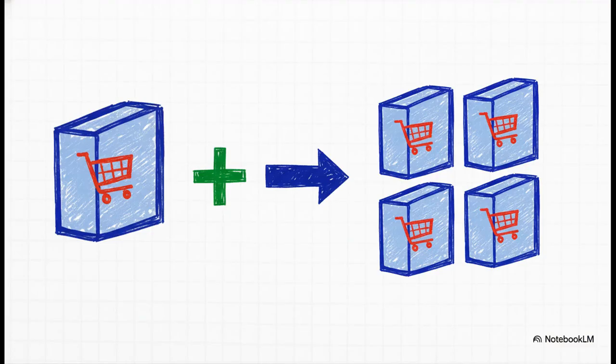First, and maybe most importantly, is scalability. In our city analogy, if the shopping cart service gets slammed during a holiday sale, you don't need to rebuild the entire city to handle the traffic. Nope, you just build more identical copies of that one building. You can scale each part of your system independently, which is just incredibly efficient.